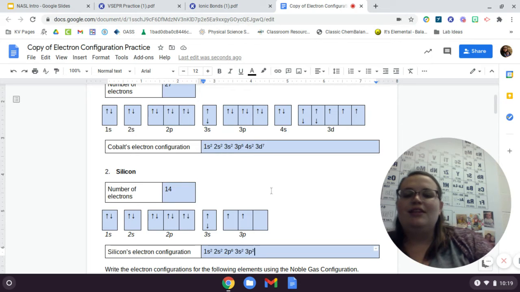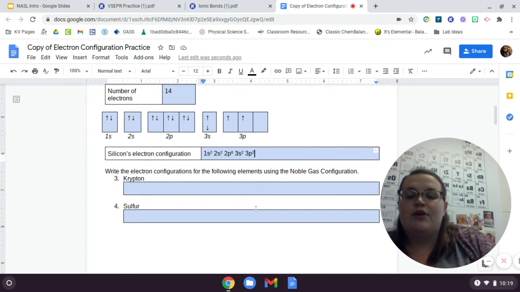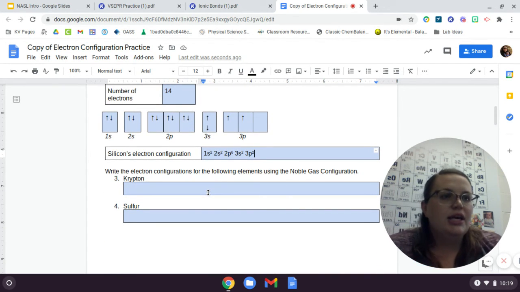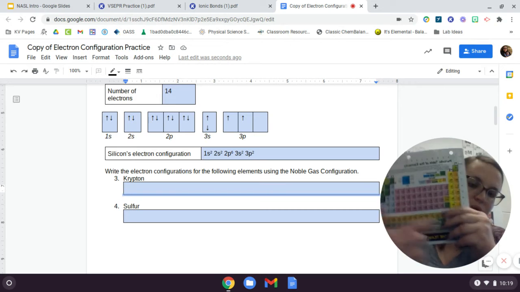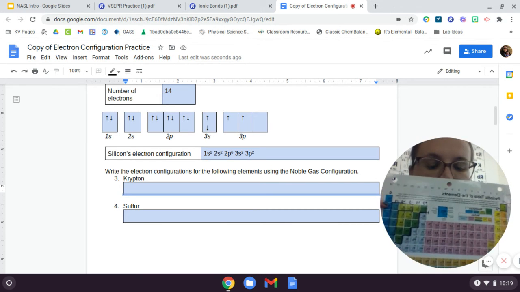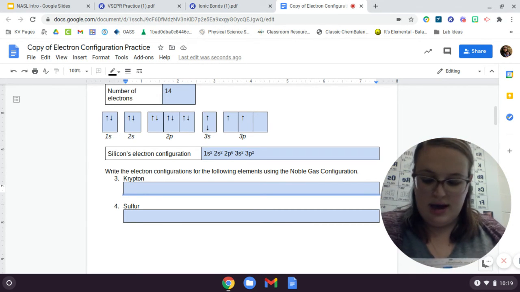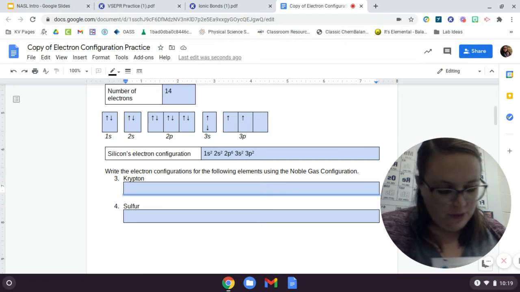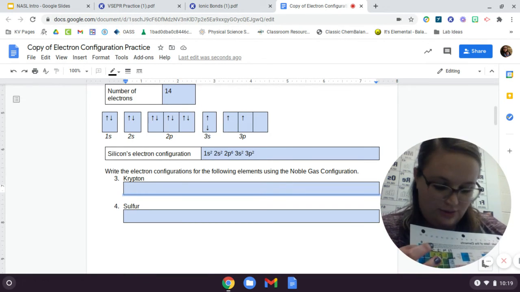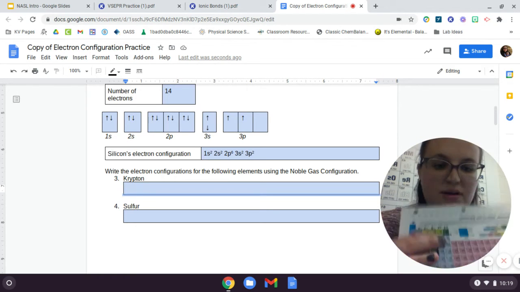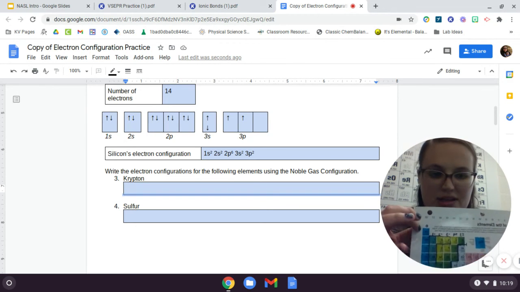All right. Now we're going to do noble gas configuration. Noble gas configuration is where I take my electron configuration and shorten it, using the noble gas of the row before. So if I wanted to write silicon from before, I'm going to start at neon and then write the rest of the electron configuration. So it's the row above it.